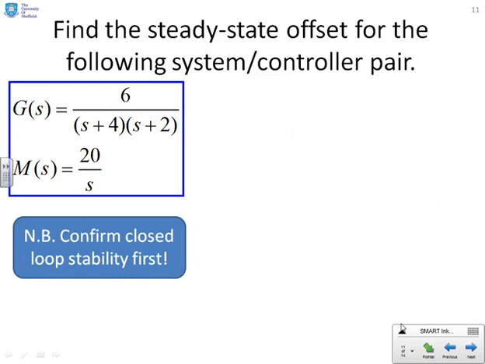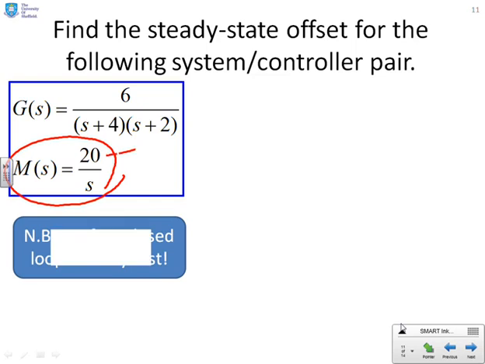What about the next example? Again, you'll see I've used the same G of S, almost the same anyway. It's got the same pole positions, but in this particular case I've moved the integrator to the compensator, to M of S. Now that makes no difference, because you remember in the earlier slides we said either the compensator or the plant has to include an integrator. So in this case, I've still got an integrator, but the main difference is I've now got a gain of 20, whereas in the previous slide I had a gain of 1.